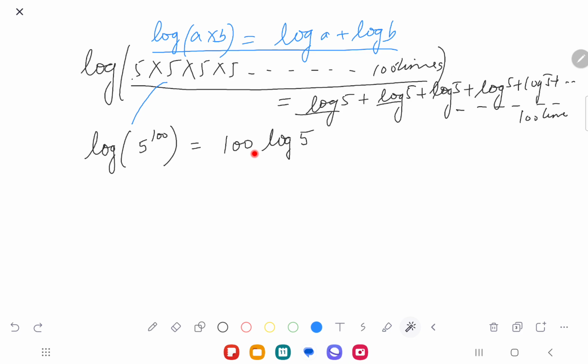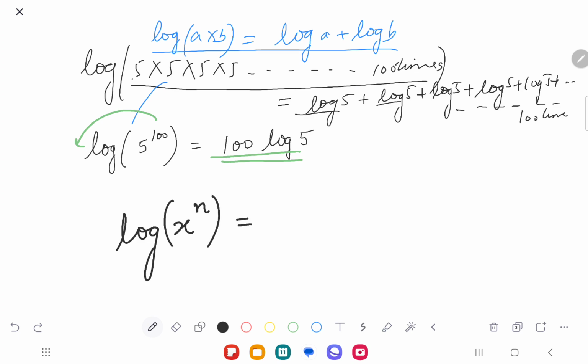So what am I understanding from this property? That this 100 in the power shall come exactly in the front, and that shall get multiplied with log 5. So the new property that arises from this concept is that if we have log x raised to the power n, then it is going to look like n times log x. So this n comes in the front. Are you understanding my point? So that shall become n times log x.